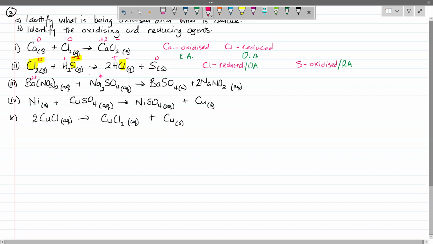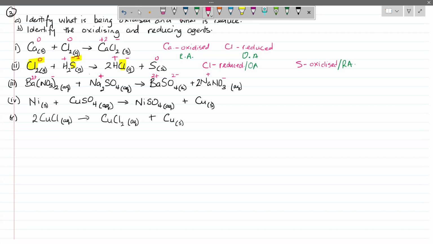We would need to split these up so we could actually look at what's happening. Nitrate is still a minus overall here. Barium is still a 2 plus. Sulfate is a 2 minus. Sodium is a 1 plus. So you see, you can't look at it like this because then you wouldn't see anything that's happening.